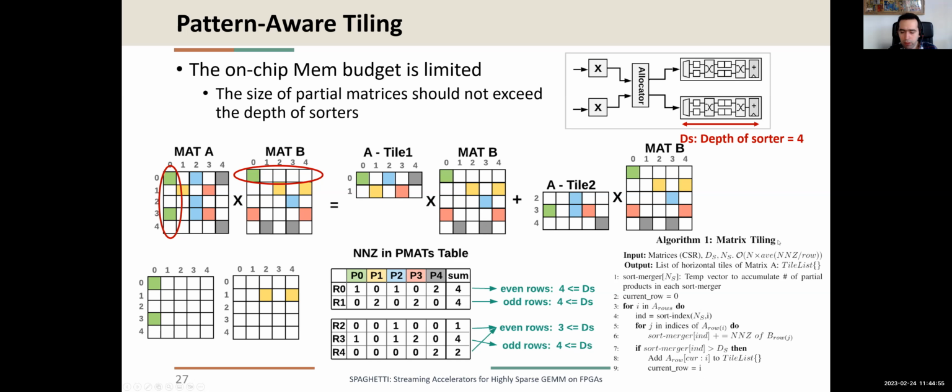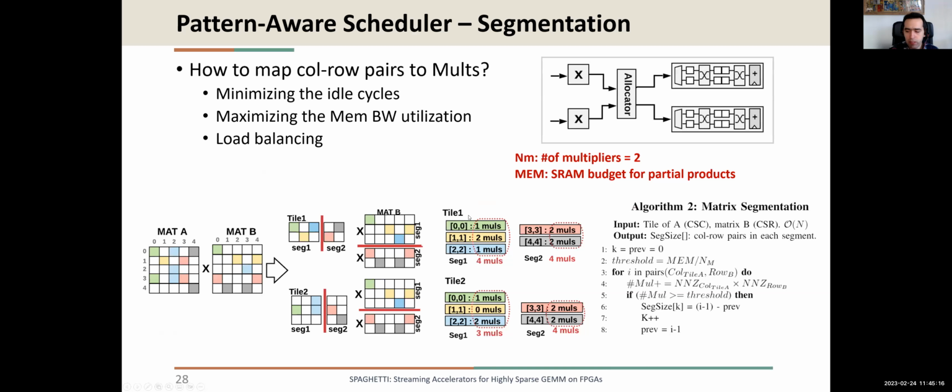This is the algorithm. I don't want to go into details, but we need to basically see the locations of the non-zero elements in A and B ahead of time. Then we can decide how to tile the matrices, and then we can send them to the accelerator. All right, so once we do this horizontal tiling, now we know that the tiles are smaller than the size of the sorters and mergers.